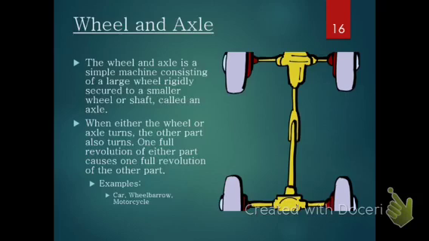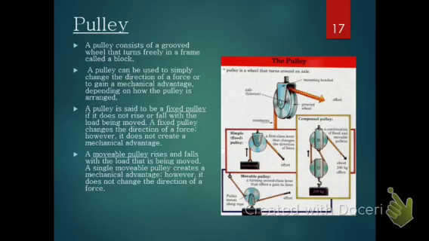This is one of the things that helps to transfer force, right? If you've ever lost the big part of your doorknob, you could recall how hard it is to turn that little part. All right, so other examples of wheel and axle are cars, wheelbarrows, and motorcycles.